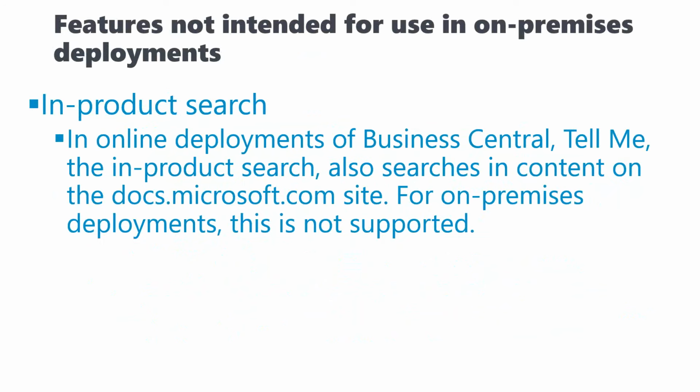In-product search. So in online deployments of Business Central, there's a feature called Tell Me. And this feature will also look at all online content on docs.microsoft.com. For the on-premise version, it will not also search docs.microsoft.com. You can separately go to that site and do your own searches. However, it will not be launched from the help within Business Central on-premise.